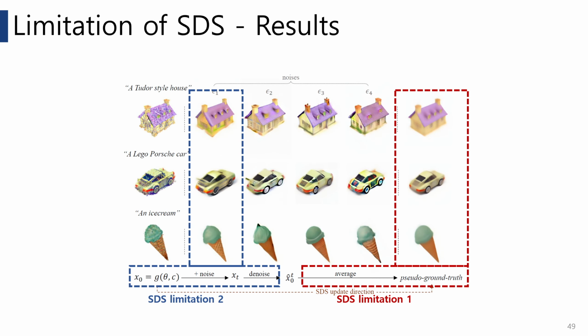In other words, as shown in this figure, the over-smoothing of pseudo-GT caused by averaging randomly sampled noises and the low quality of pseudo-GT generated through one-step noising and denoising can ultimately degrade the final generation performance.